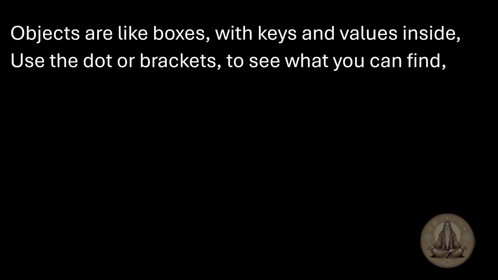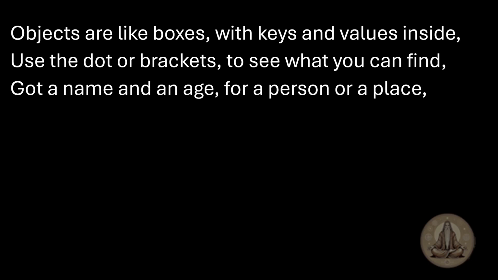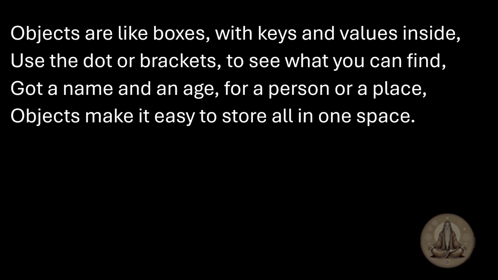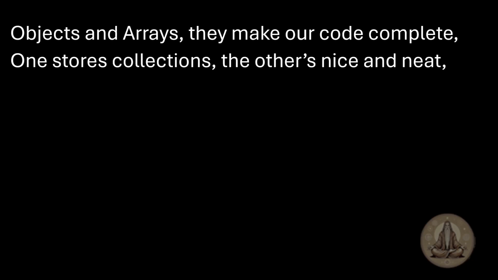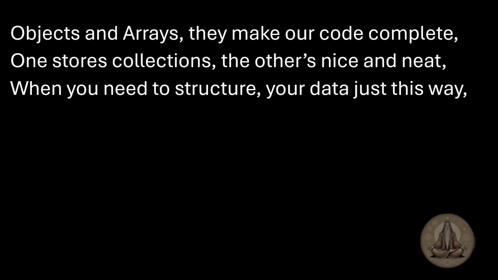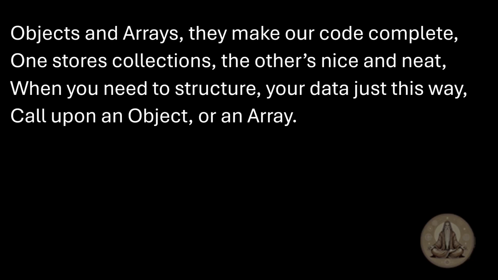Boxes with keys and values inside. Use the dot or brackets to see what you can find. Got a name and an age for a person or a place. Objects make it easy to store all in one space. Objects and arrays, they make our code complete. One stores collections, the other's missing need. When you need to structure your data just this way, call upon an object or an array.